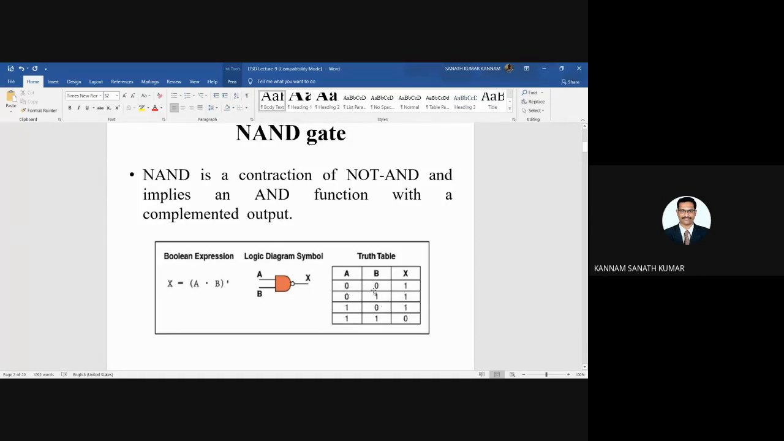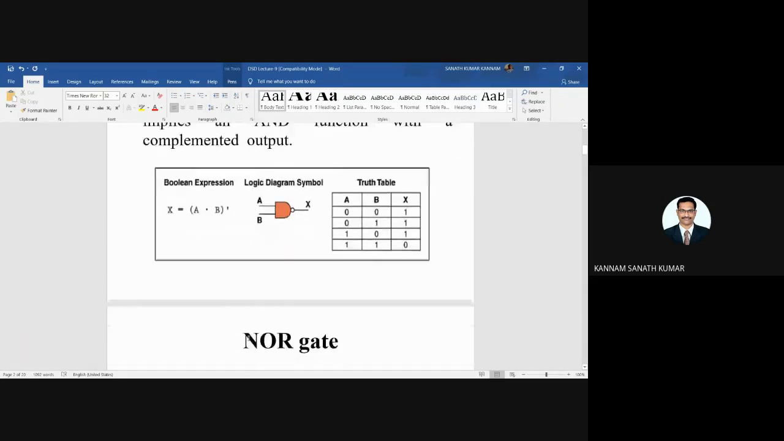See here. When both are 0, 0, you are getting 1. When A is 0 and B is 1, you are getting 1. When A is 1 and B is 0, you are getting 1. And when both inputs are 1, you are getting 0. You have to remember this. Both inputs are 1, you are getting 0, and if any of the inputs is 0, you are getting the output as 1. So this is the Boolean expression, logic diagram, and truth table for the NAND gate.